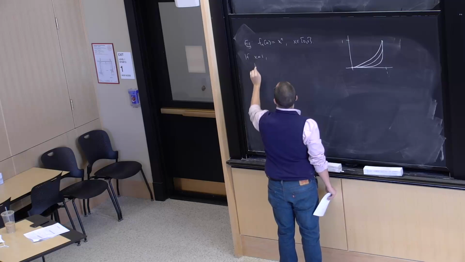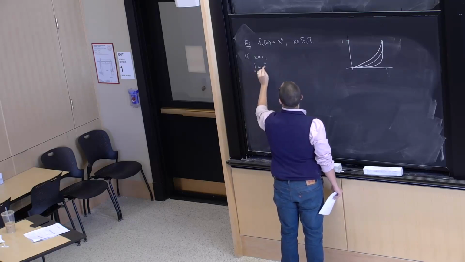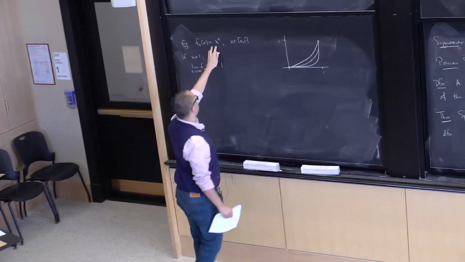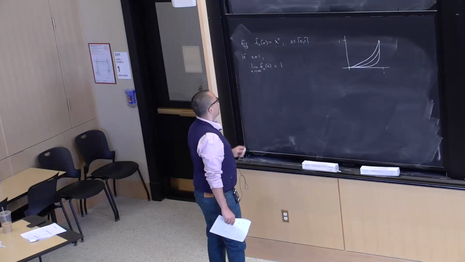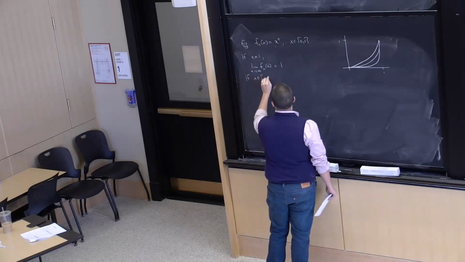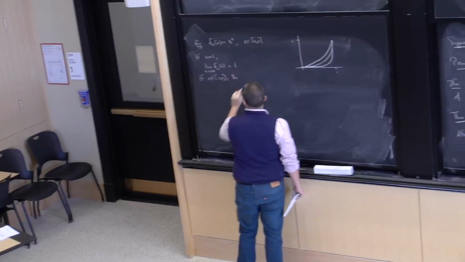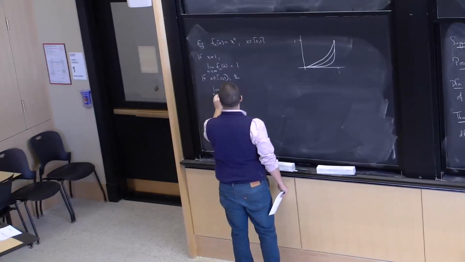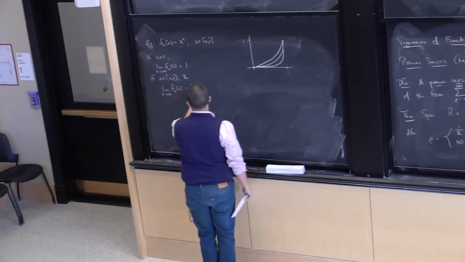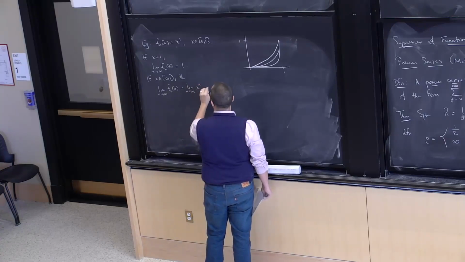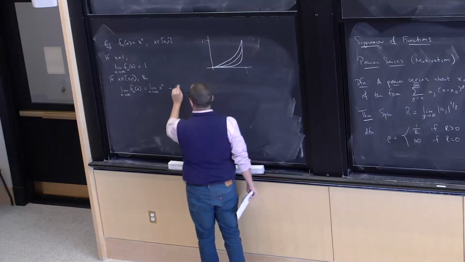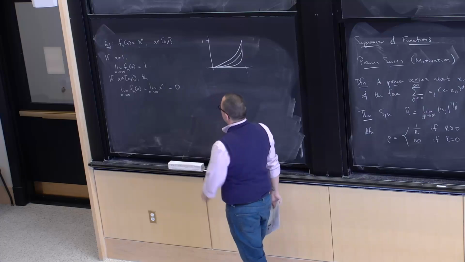Well, if x equals 1, then it's pretty clear that the limit as n goes to infinity of fn of 1 equals 1, right? If I stick in 1 here, I get 1 for all n, and therefore the limit as n goes to infinity of fn of 1 is 1. Now, if x is in [0, 1), then, I mean, we've done this limit before. The limit as n goes to infinity of fn of x is equal to the limit as n goes to infinity of x to the n. Now, x is less than 1, so x is being raised to a higher and higher power. This equals 0. Okay?